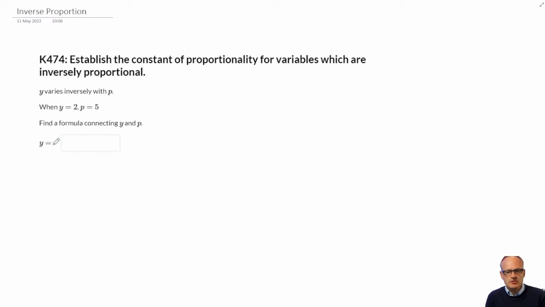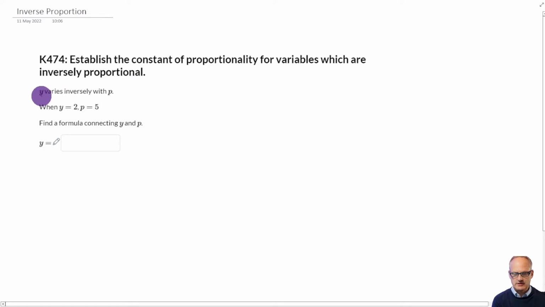Right, today we're going to be looking at inverse proportion, and what is important to note is that with inverse proportion, just like direct proportion, we're going to need to find a constant of proportionality. So if we're told, like in this question, that y varies inversely with p, if you just use the proportion symbol, y is directly proportional, well, inverse means we put 1 over p. And to turn that into an equation, that means y will equal some multiple times 1 over p.